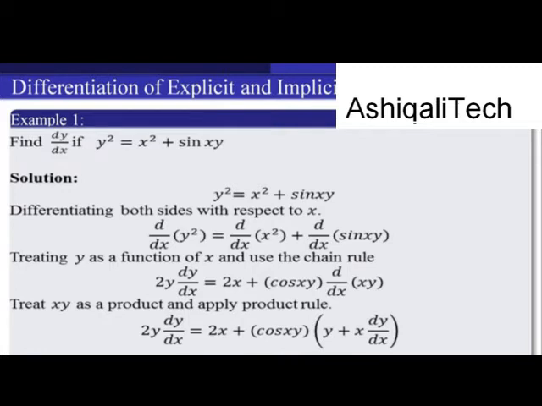Treating y as a function of x and using the chain rule, we get 2y dy by dx is equal to 2x plus cos of xy into d by dx of xy. Now treating xy as a product and applying the product rule, we get 2y dy by dx is equal to 2x plus cos of xy into y plus x times dy by dx.